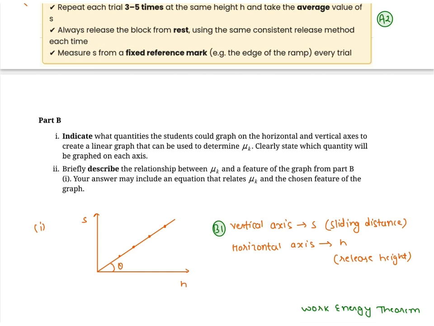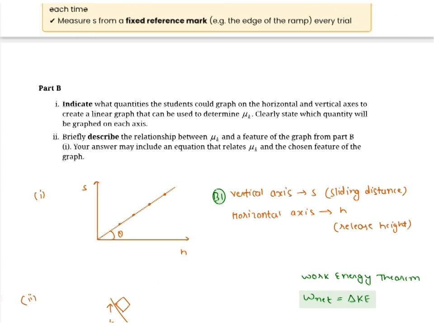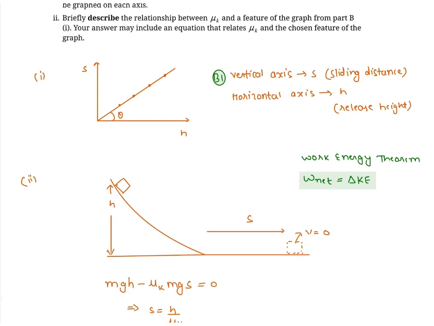Now, coming to part B, we already know that while drawing a graph, we will use stopping distance and the height from which that block has been released. So for part B, I am using the work energy theorem, which states that work done by all the forces will be equal to change in kinetic energy. And I will be using this to determine the relation between s and h.